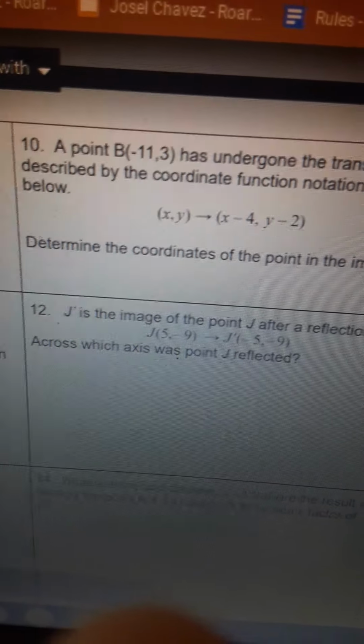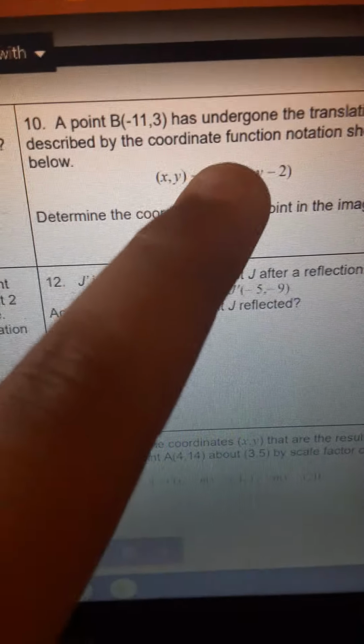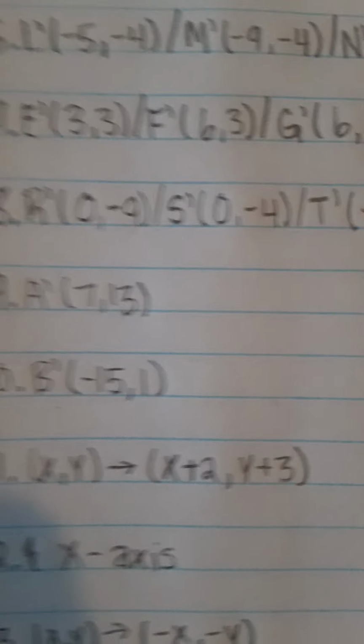10. B -11, 3 has undergone translation. Use this coordinate function to find out B prime. So x minus 4, so you do negative 11 minus 4, which is negative 15, and 3 minus 2, which is negative 1. So number 10 is negative 15, 1.